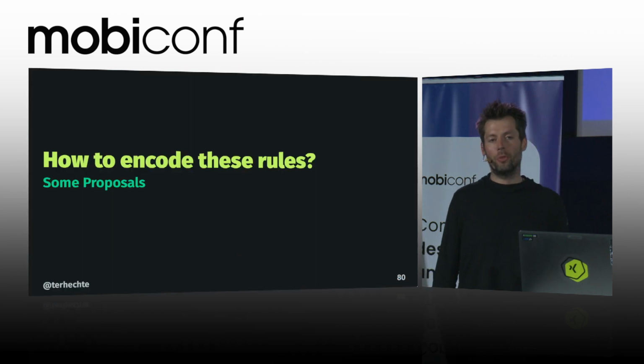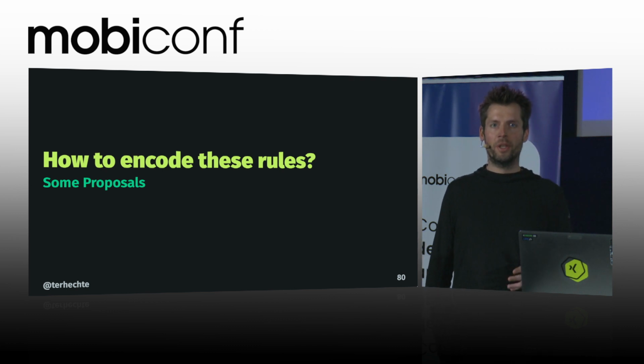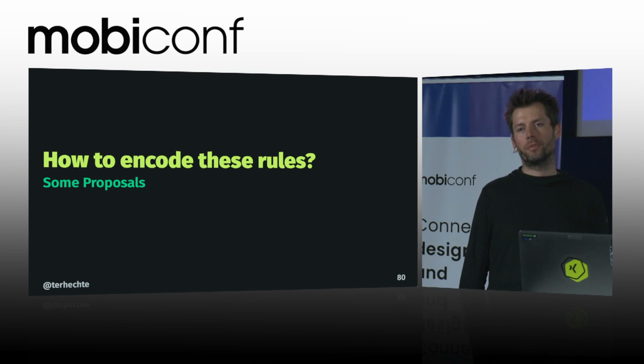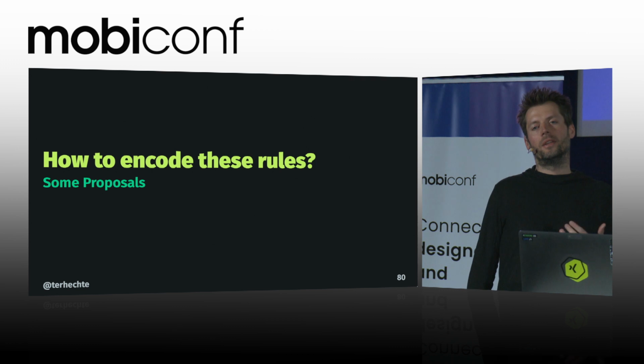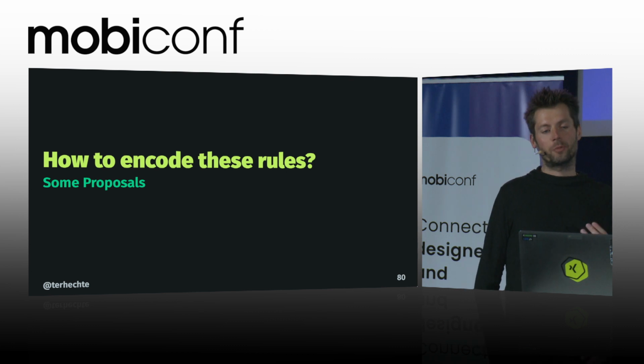So how do you encode these rules? I don't have an answer for this. I only have a couple of proposals of what you can do, because fundamentally this is a decision, if you want to implement a design system, that you have to make yourself. You have to see, do I want something that is very expressive? Do I want something that is limited? And how do I want to encode this expressiveness?